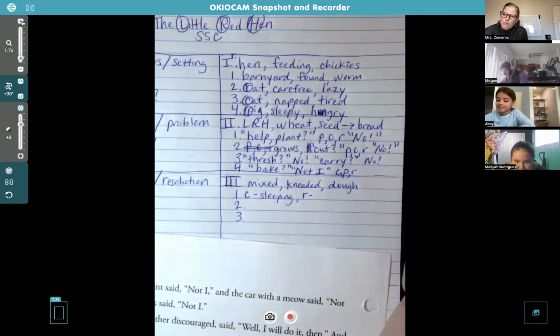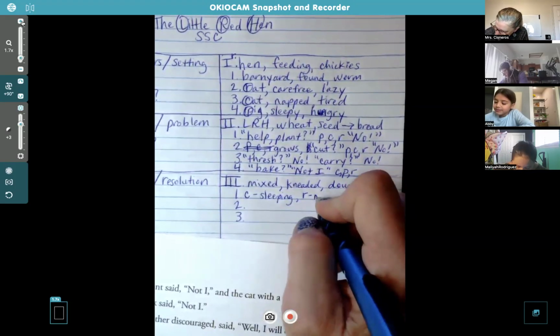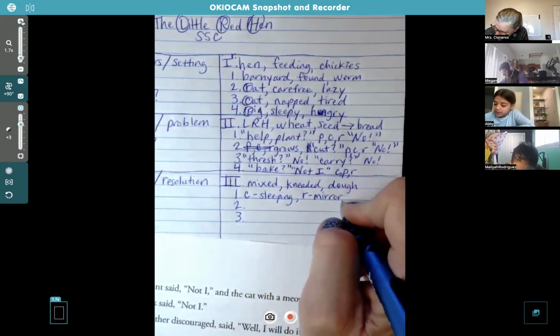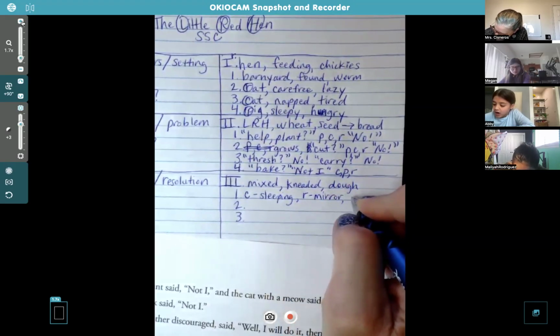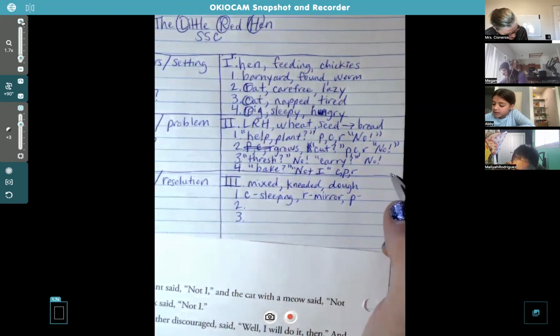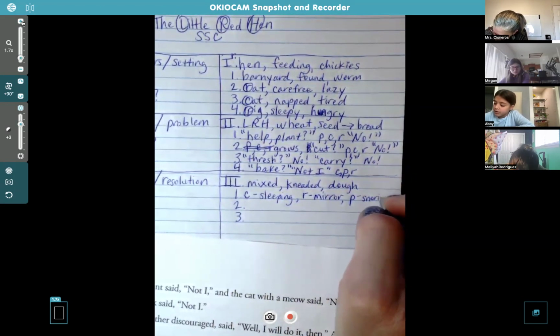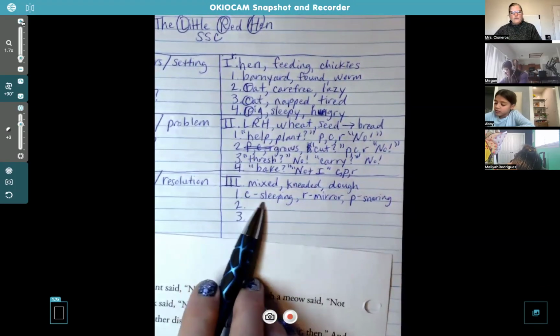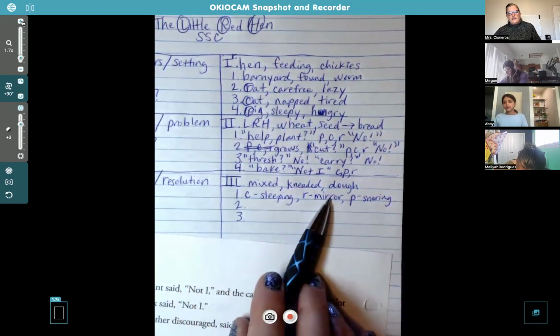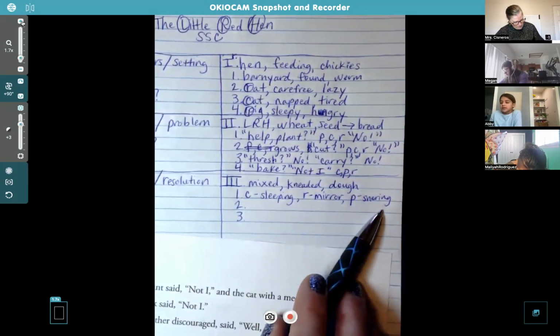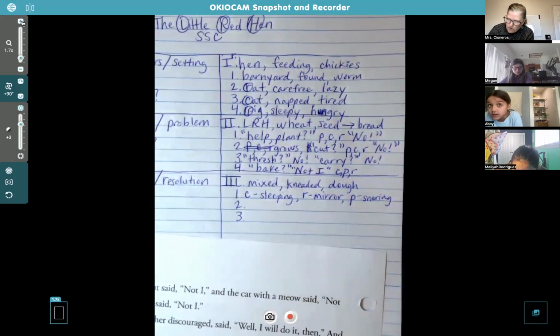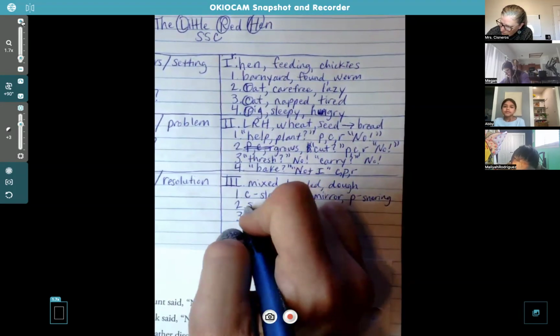And he was looking in the mirror, right? So I'm going to put mirror here. And then the pig, the P, pig was snoring. So I'm going to put snoring. So the cat was sleeping, the rat was looking in the mirror, and the pig was snoring. Uh-oh, we're out of time. I'm going to go through this kind of quick here. Sorry, guys, we need to go a little bit longer.